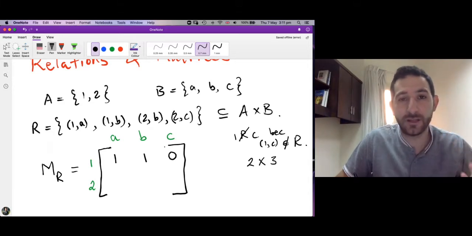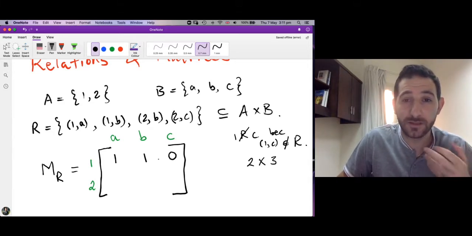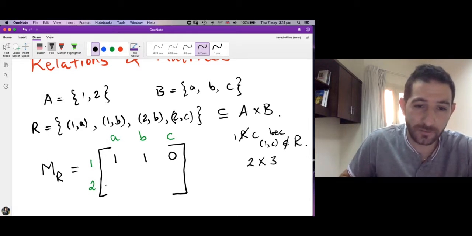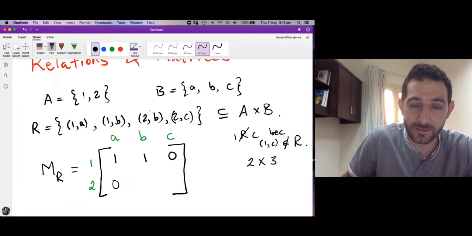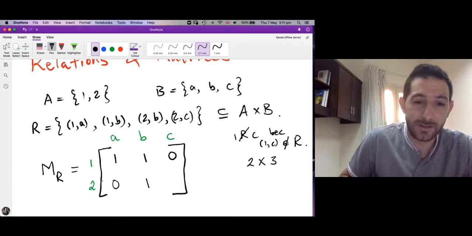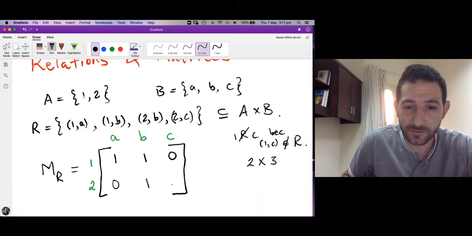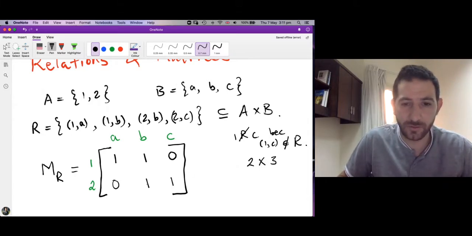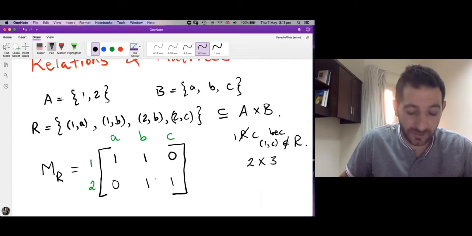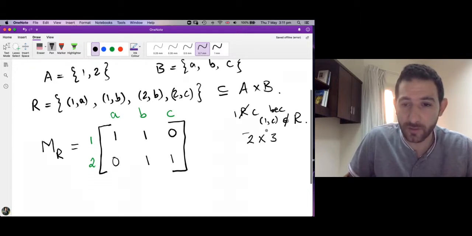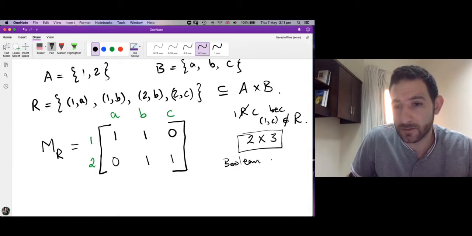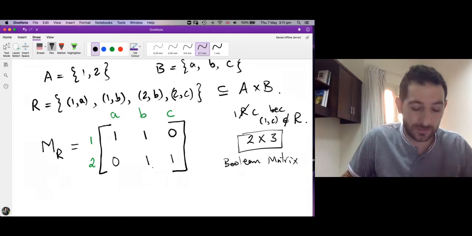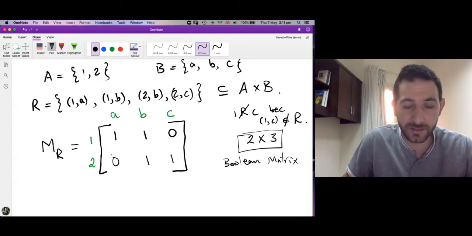So if two elements are related, we put 1. If two elements are not related, we put 0. Now let's check for 2. 2 is not related to a, so we have a 0 here. 2 is related to b. Here it is. So we put 1, and 2 is related to b and c, so we put 1 and 1. So this matrix, you see, is a 2 by 3 Boolean matrix which has the information of the relation. So from the matrix we know the relation.